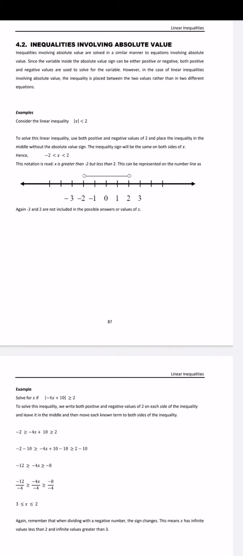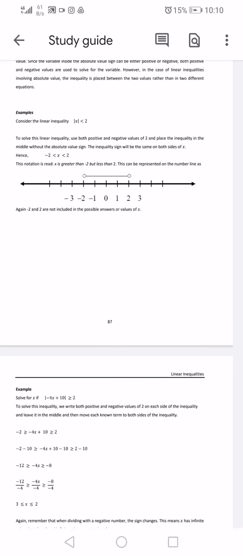All right, what we are saying is that if we use empty dots, it simply means that the numbers where we are starting or ending are not possible solutions, or not part of the values of x. But if we were using less than or equal to, then in that case we use a full dot, which means that the particular point where we are starting or ending is also included.